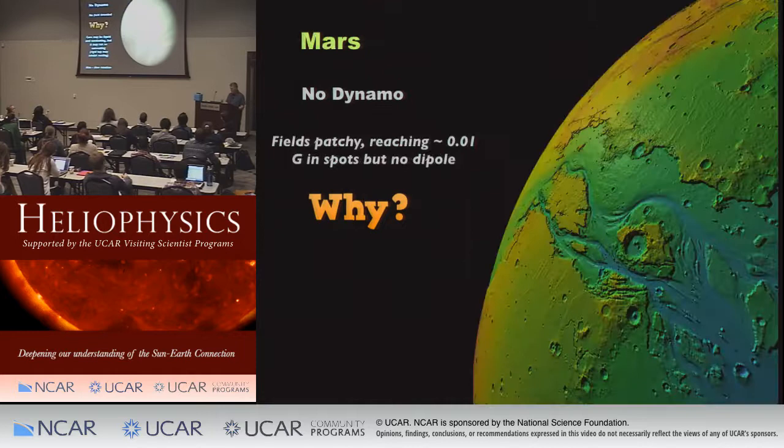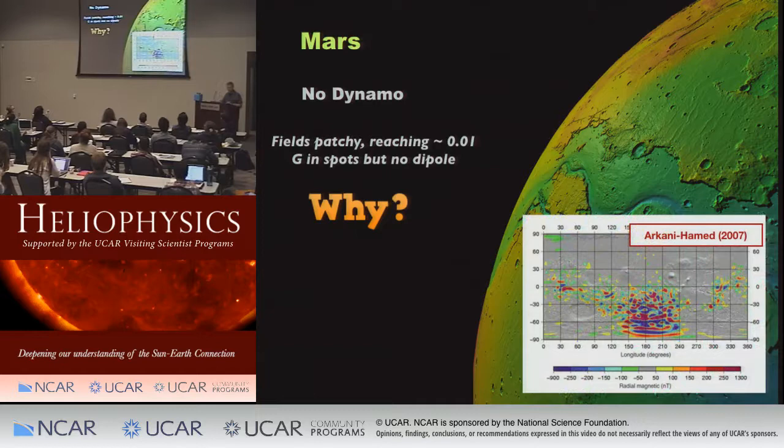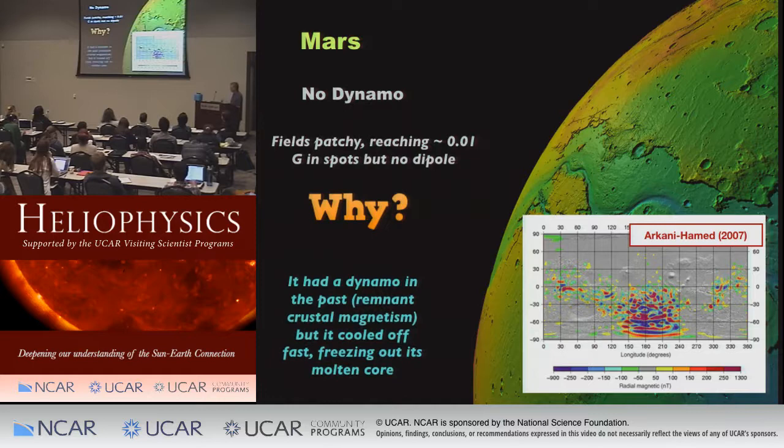How about Mars? It has sort of patchy fields, but no real dipole. So we don't think it has a dynamo. So why do you think Mars wouldn't have a dynamo? Yeah, it's a smaller planet. Its interior has cooled and solidified. So it's probably not liquid. A lot of it has solidified, and it also has a low heat flux. So even if there are some molten parts, the heat flux isn't sufficient to drive convection.